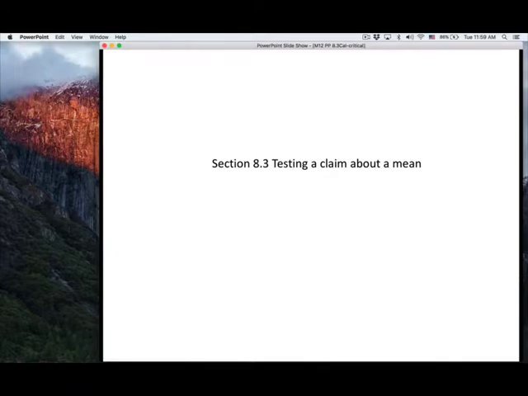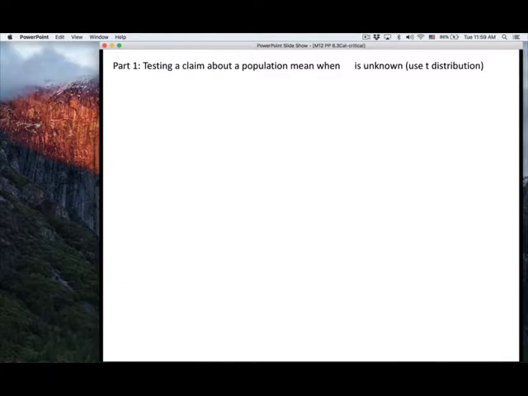Session 8.3, Testing a Claim about a Mean. In these sessions, we're going to talk about how to perform hypothesis testing about the population mean. We do have two parts in these sessions. First part, we're testing a claim about a population mean when we know the population standard deviation. Just like chapter 7, if they give the population standard deviation, we'll be using the t distribution.